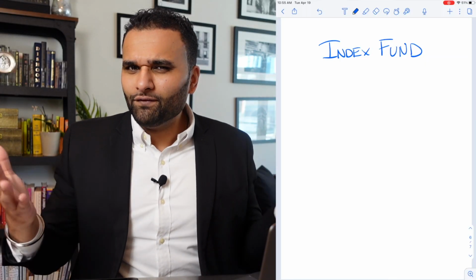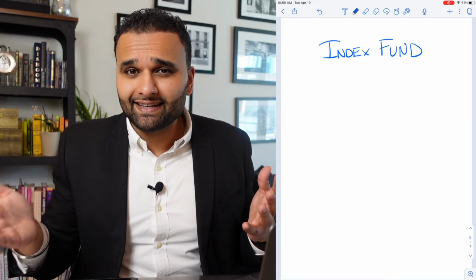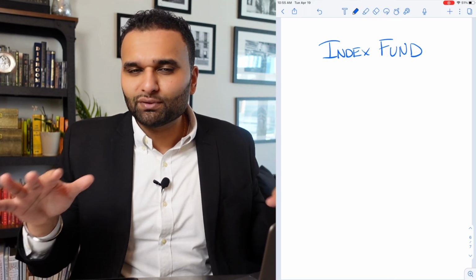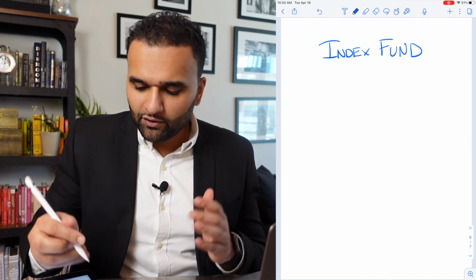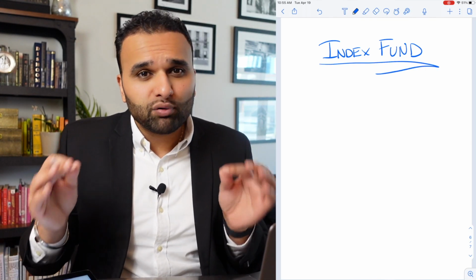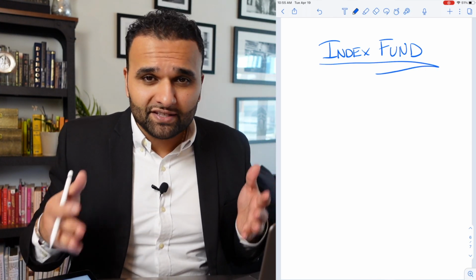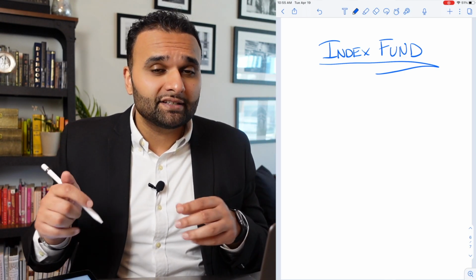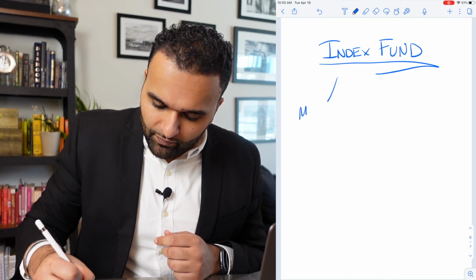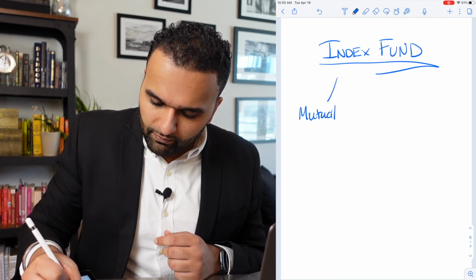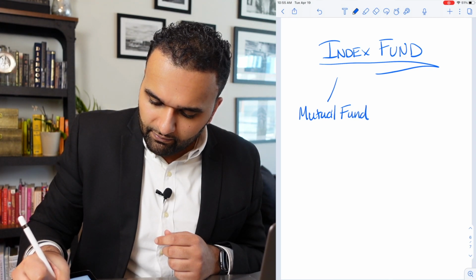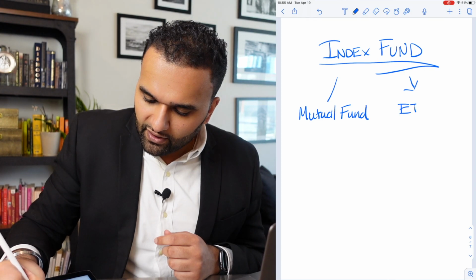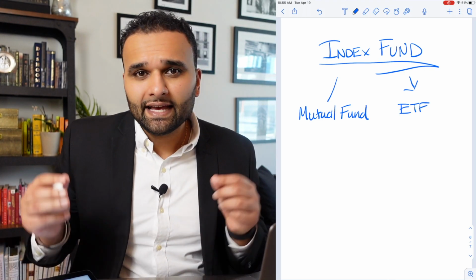To begin, I oftentimes hear people use the terms index fund, mutual fund, and ETF interchangeably, but that simply is not correct. In actuality, index funds are the product, and the way that you buy this product, or as we say in the investment world, get exposure to this product, is either through a mutual fund or through an exchange-traded fund, or better known as an ETF.